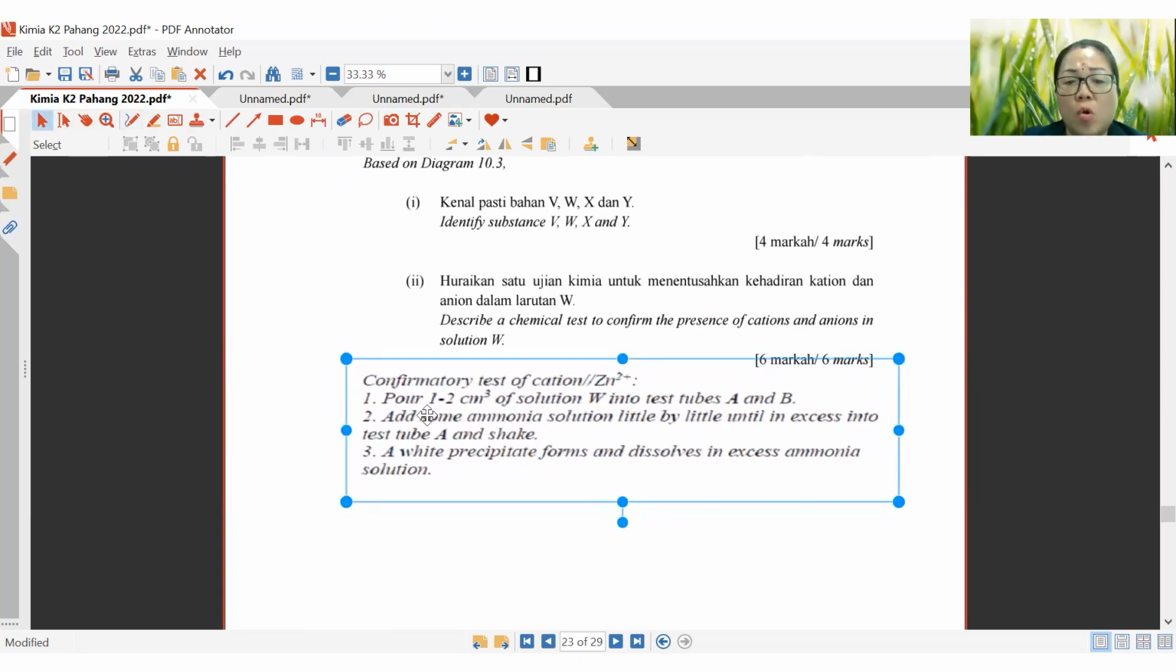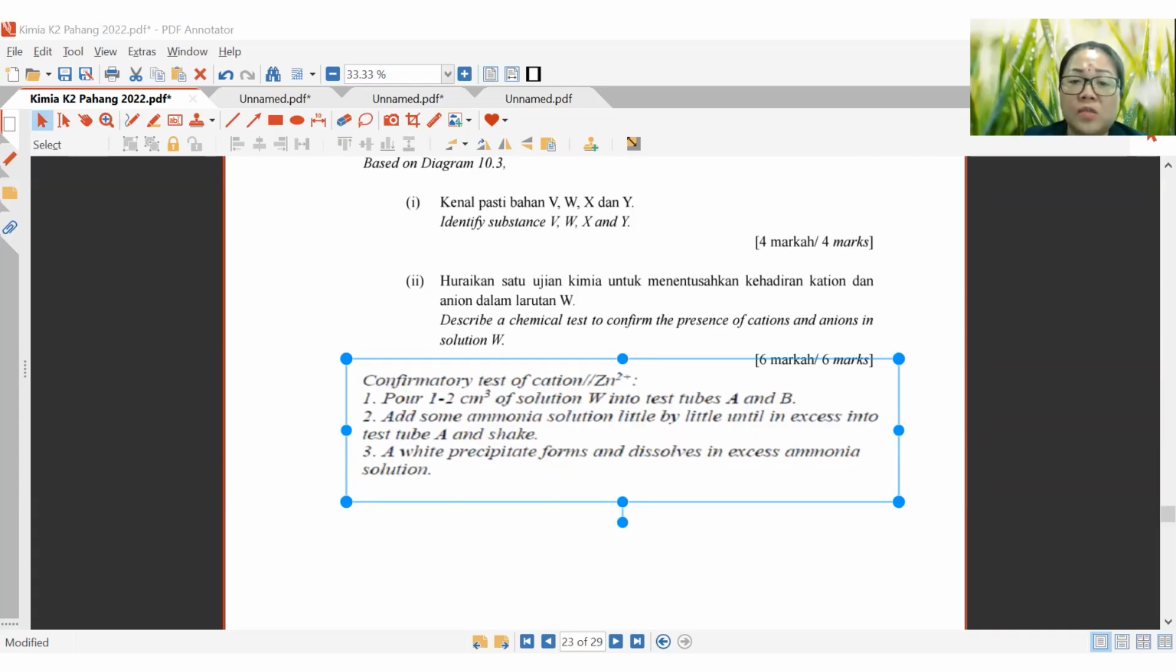You just mention: you pour 1 to 2 cubic cm of solution W into test tubes A and B, and then add some ammonia solution little by little until in excess into test tube A and shake. A white precipitate forms and it dissolves in excess ammonia solution. So that is for zinc. Because the test for zinc is very limited, it's either ammonia or sodium hydroxide. You can even use sodium hydroxide, it doesn't limit down to just ammonia alone.